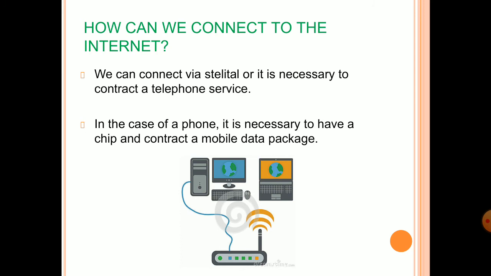The next fact is how can we connect to the internet? There are two ways to connect to the internet. The first is via satellite. To do this, it's necessary to contract a telephone service, and the other, if you have a cell phone, is that it's necessary to have a chip and contract a mobile data plan.